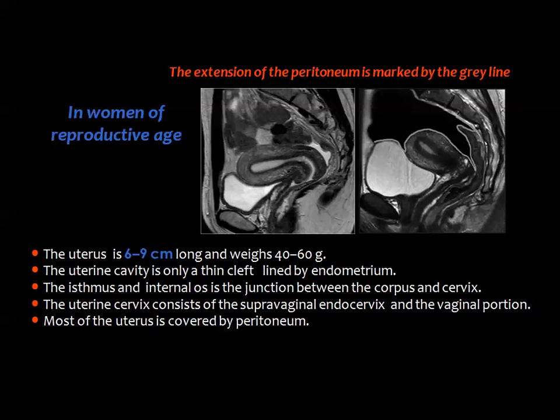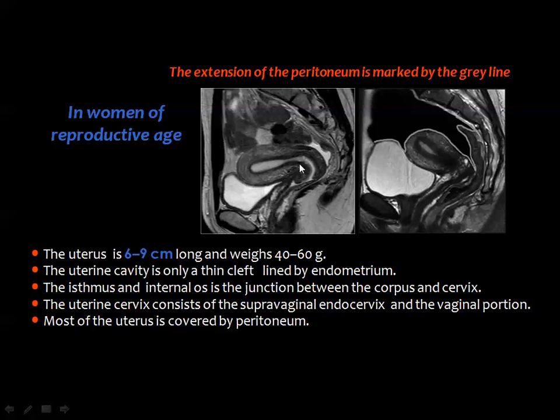And in the reproductive age, the uterus will appear like this, and the size of the uterus is about 6 to 9 centimeter long, and its weight is about 50 grams. The uterine cavity is lined by endometrium, which is of bright signal in the T2 weighted image. And you know, the fluids are of bright signal in the T2 weighted image. Also, the fluid in the urinary bladder is bright.